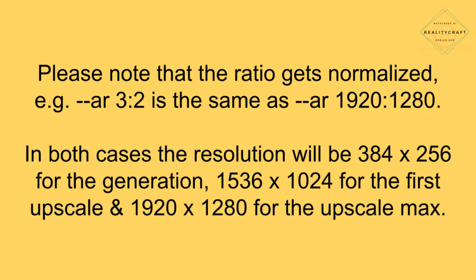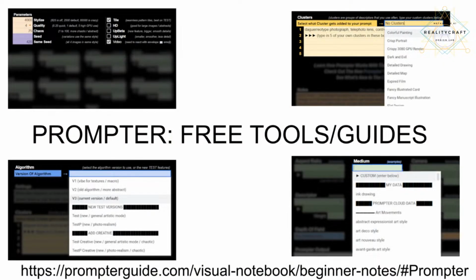So this is another really important note. When you are doing the first generation, that first image you're getting back is pretty small, right? It's 384 pixels. 1536 for the first upscale and 1920 by 1280 for the upscale max. Now, upscale max 1920 by 1280 might be fine for your video or for your presentation, but it's not necessarily big enough for print. And so that's where, again, you're going to want to engage with a broader tool for upscaling, especially if you're trying to do something in that space.